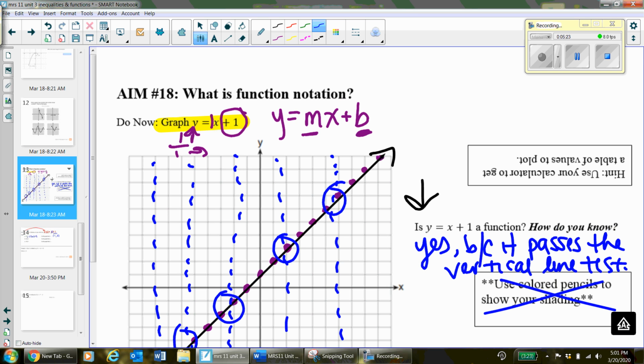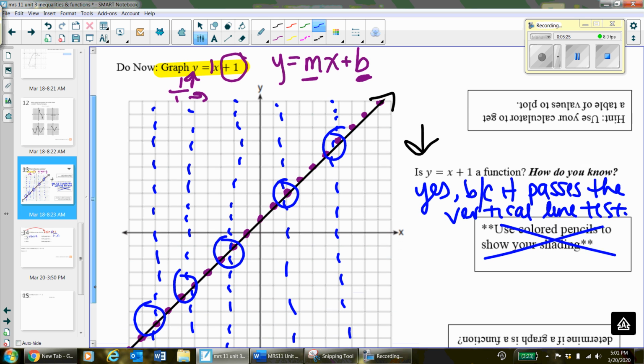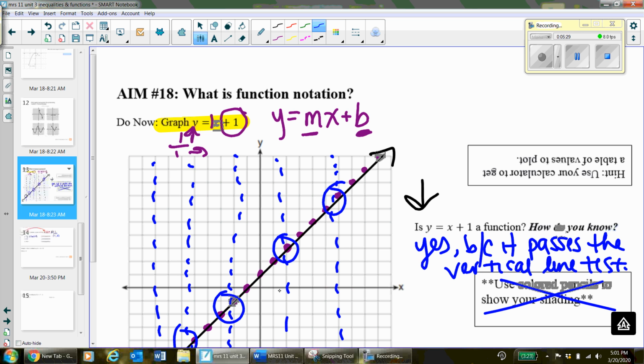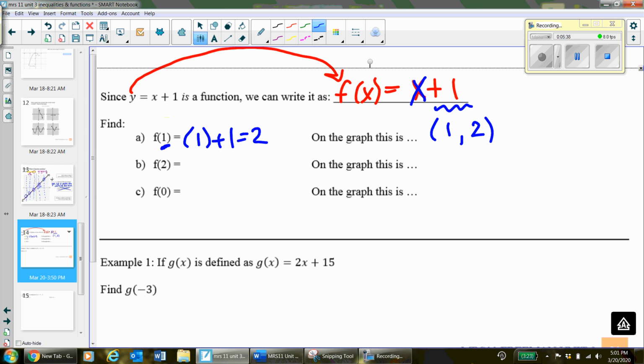So as we look at our graph here, if I go to x equals 1, which is here, and go up, I find myself at a point of 1, 2, which means what I did here is correct. When I plugged in 1 for my input, or my x value, and added it to the 1 that was a part of the equation, I got 2, which gave me my output, or my y value.